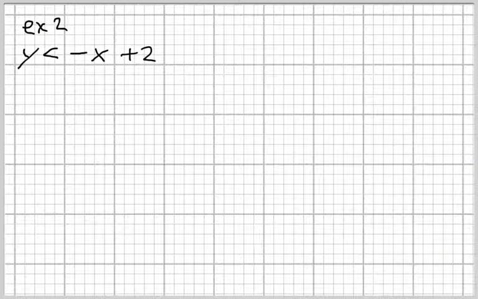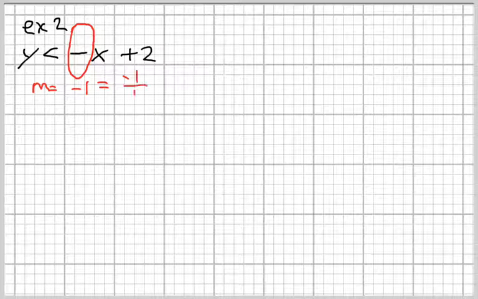So in our second example here, we have y is less than negative x plus 2. Our process is still the same. Let's identify our slope. Our slope is the number being multiplied by the x. So in this case, my slope is a -1. I need it to be a rise over run, so we have a -1 over 1, or a +1 over -1. Then I need to identify my y-intercept.